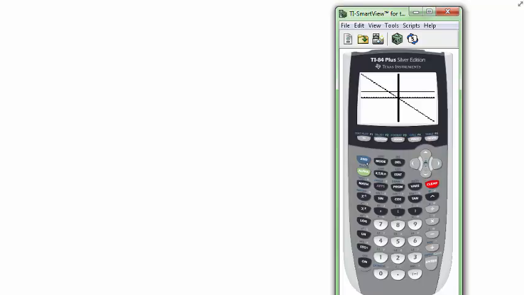Oops, let's try that again. Second function, calculate, select intersect, that's the number 5. They want to know what the first curve is, that's y1, I'll press enter. They want to know what the second curve is, that's y2, I'll press enter. And then they want a good guess, and since these are two lines, it'll be an easy guess. It doesn't matter which one is which, so I'm just going to press enter again. And here is negative 4.